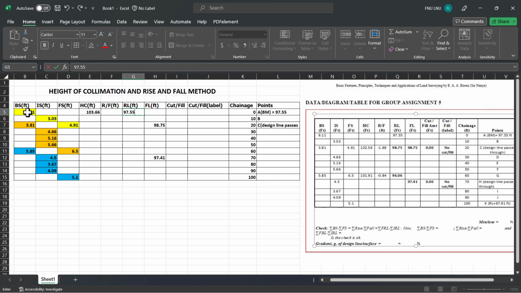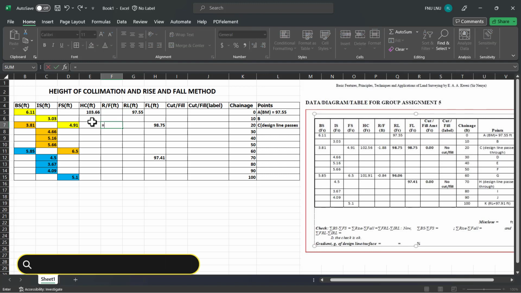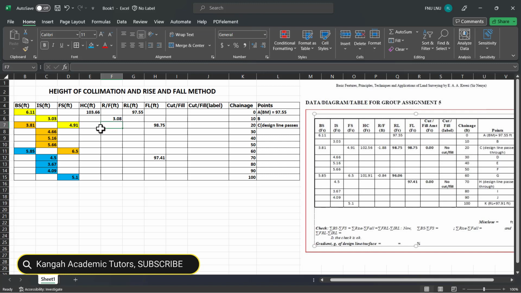So this is my backsight, and this is my intersight. Always subtract the last one from the first one. You subtract this one from this. This is the column for the rise and fall. So it will be equal to 6 minus 3.03. This is my rise and fall at this place. This one is a positive value, meaning that it's a rise.